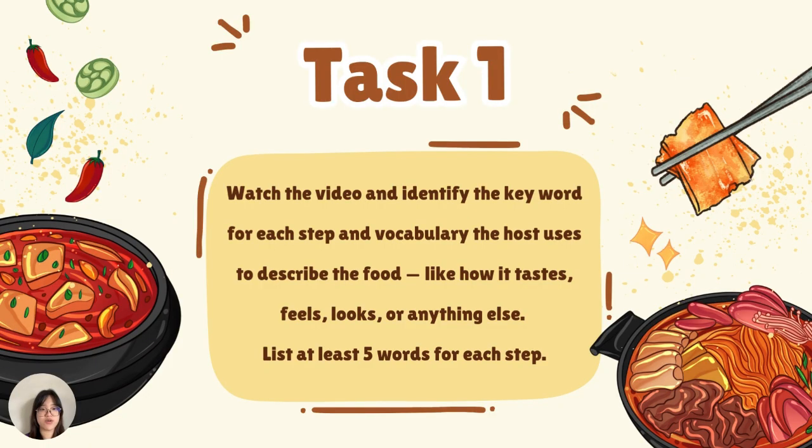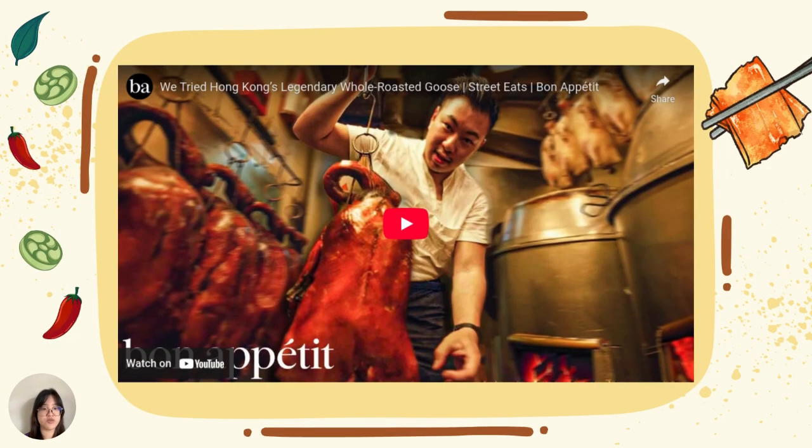The students have to watch the video and identify the keyword for each step and the vocabulary the host uses to describe the food, like how it tastes, feels, looks, or anything else. The students have to list at least 5 words for each step. This will be the video that the students will be watching. They have to watch it carefully so that they won't miss any steps.